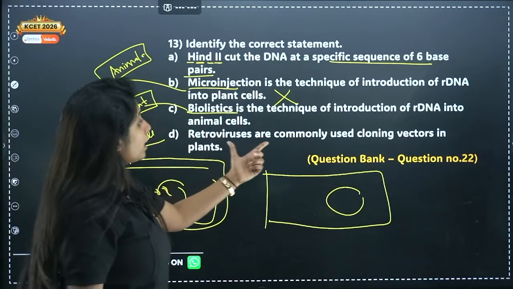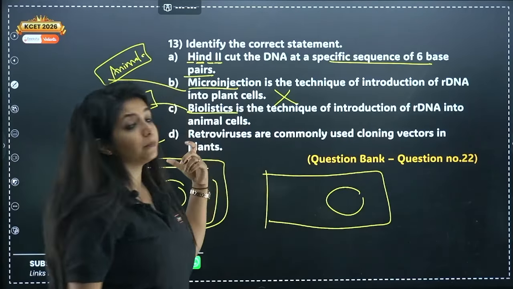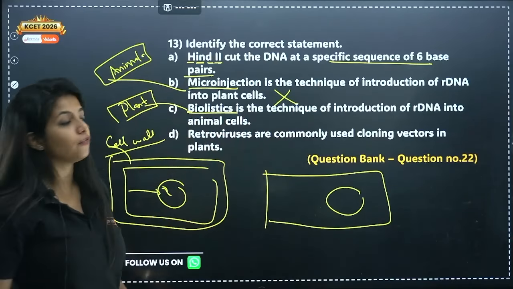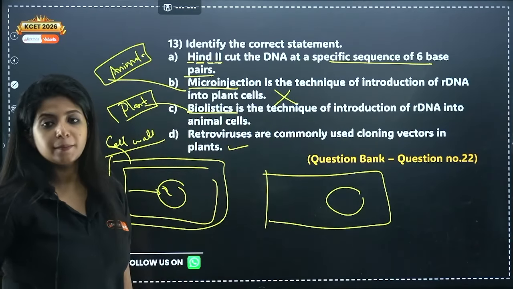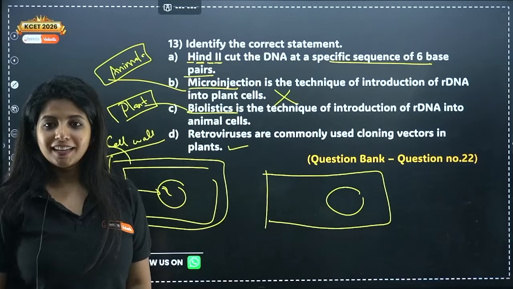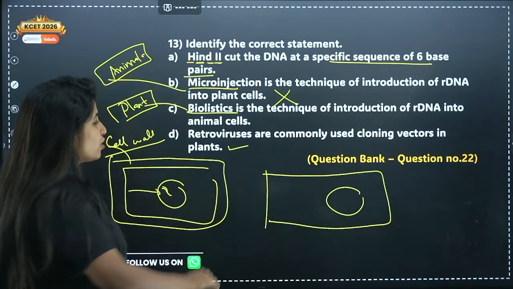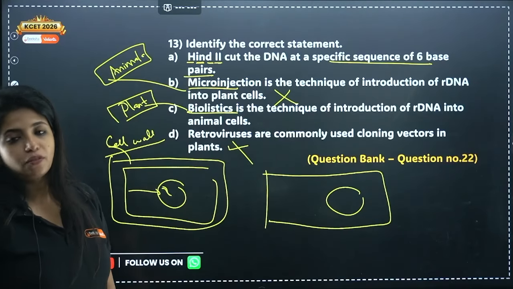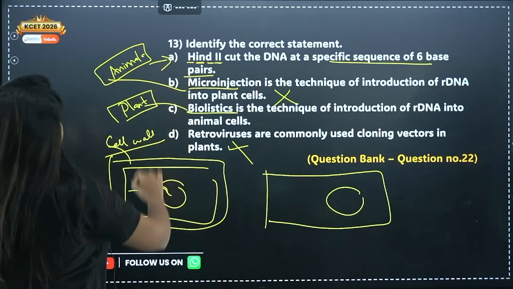Okay. Now, retroviruses are commonly used cloning vectors in the case of plants. Is it? It is animals, right? Retroviruses affect the animals. Agrobacterium tumefaciens is the cloning vector in the case of plants. So, your only answer for this question becomes A.